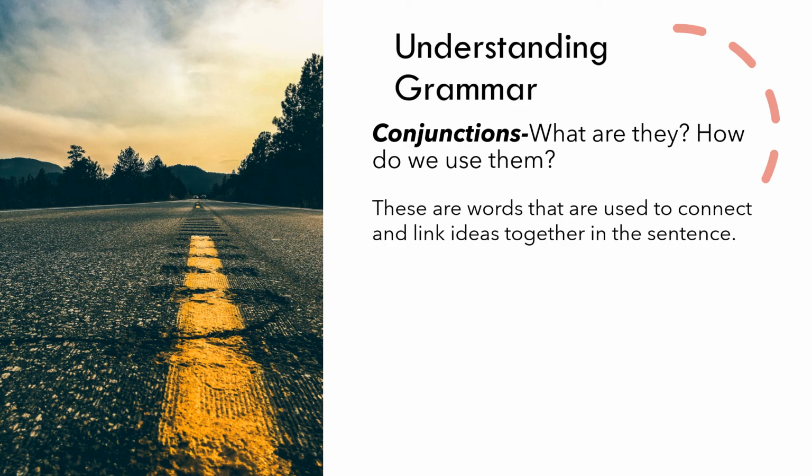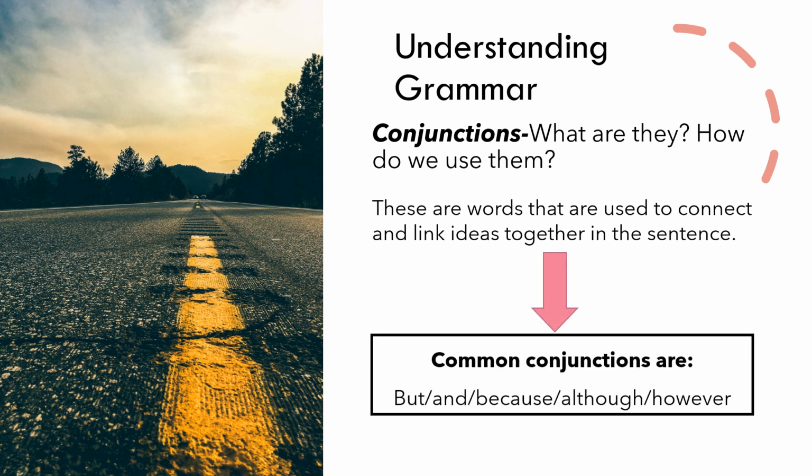Now we're going to move on and look at conjunctions. So what are they and how do we use them? So these are words that are used to connect and link ideas together in a sentence. Some of the common conjunctions that you might have seen before are words like but, and, because, although, and however. So all of these are used to link our ideas. So you might think, I really enjoy chocolate, however, I don't like to eat it all the time. So you can see there how the conjunction has been used and works to link the ideas together.